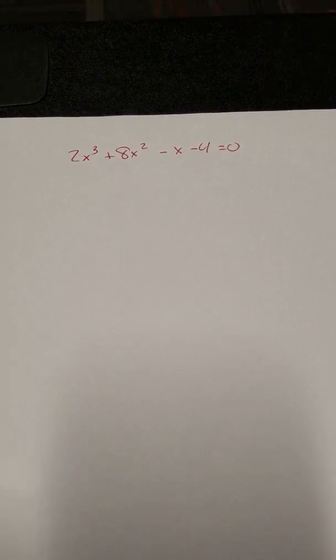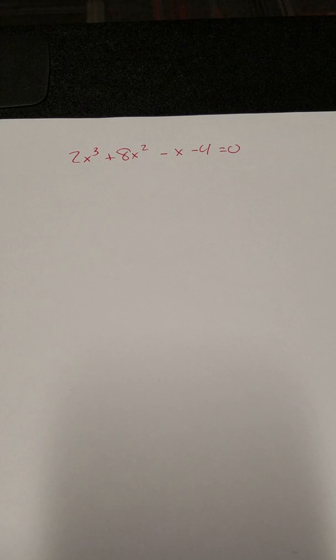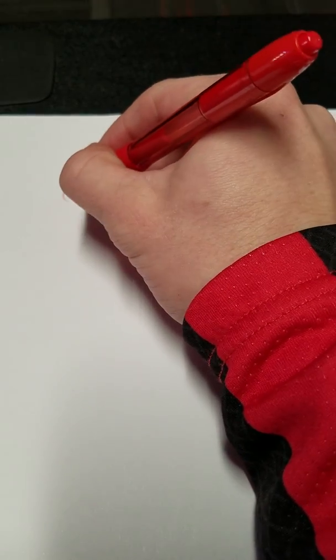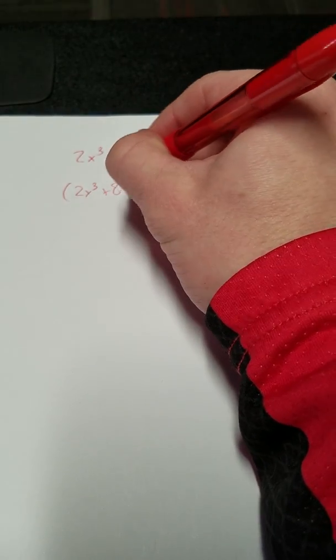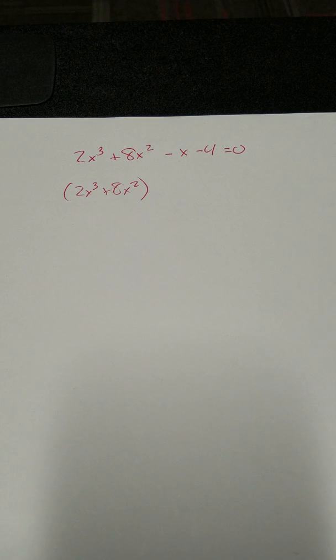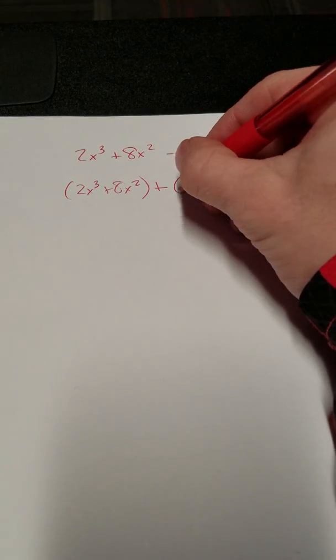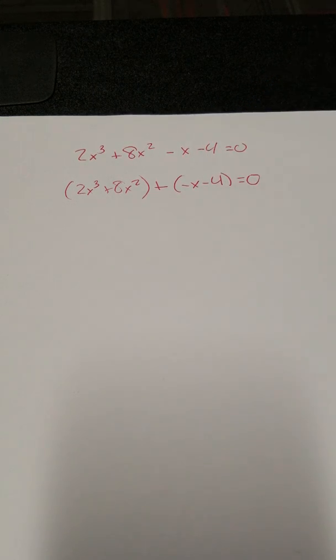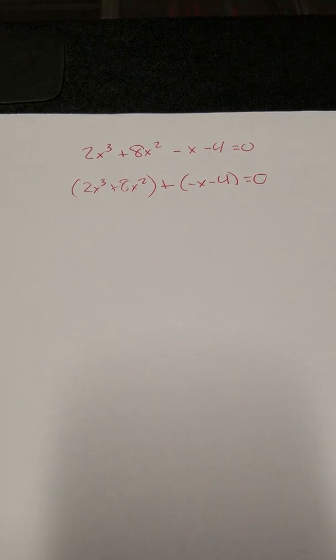So whenever you see a 4-term polynomial with a degree of 3, that means you need to do factor by grouping. When we do factor by grouping, we take the first 2 things, we stick them in parentheses. Always put a plus in the middle. Put the next 2 things in parentheses, okay? So that's what it starts to look like when we're doing factor by grouping.